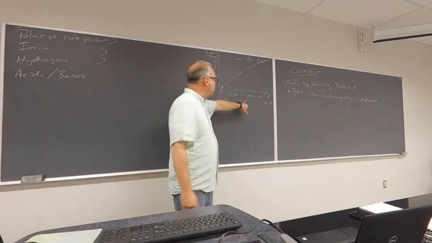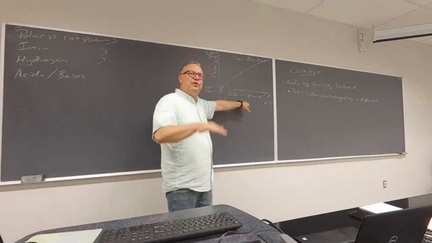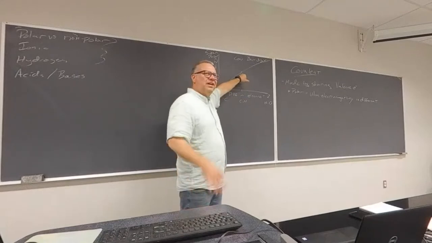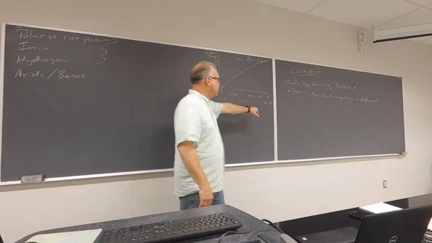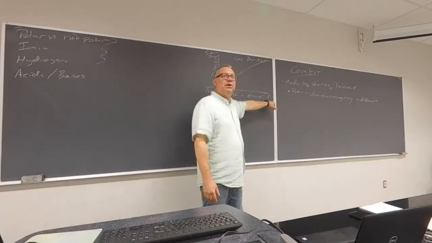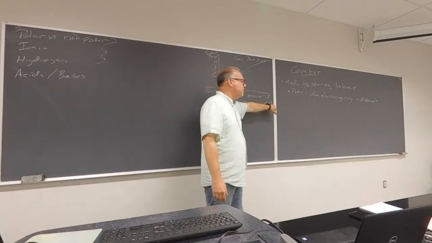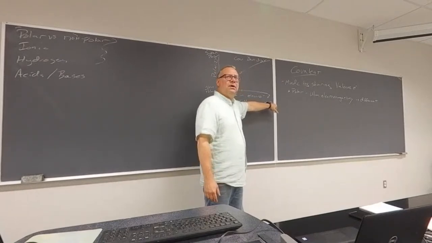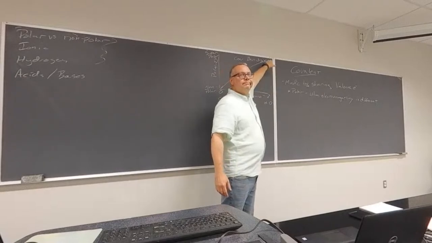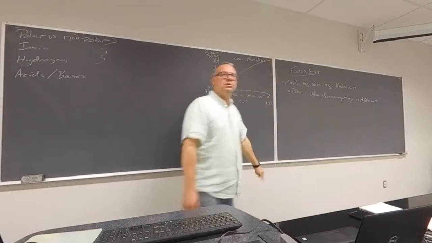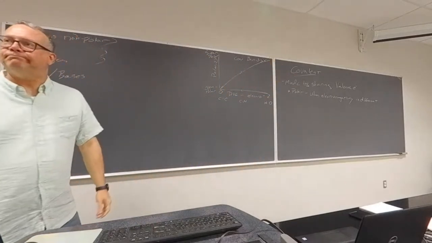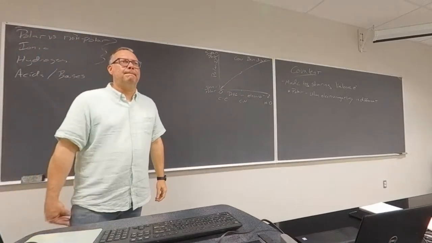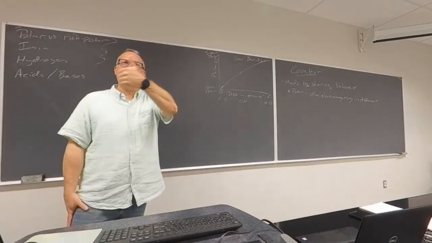This is an example of a little bit different electronegativity, so it's a little bit polar, but not too polar. Here's an example where there's a huge difference. It's like 2.1 and 3.5, give or take. So that's going to be a superpolar thing. Is that good? Sound good?